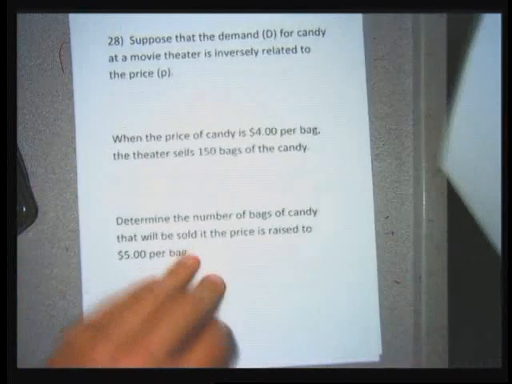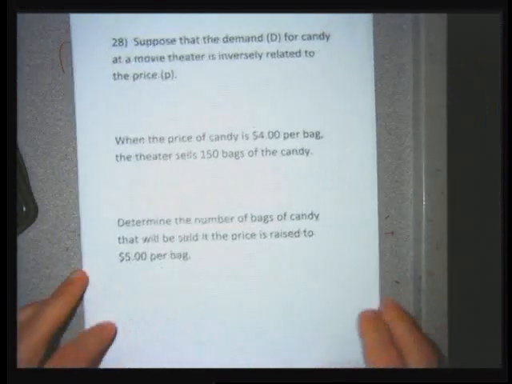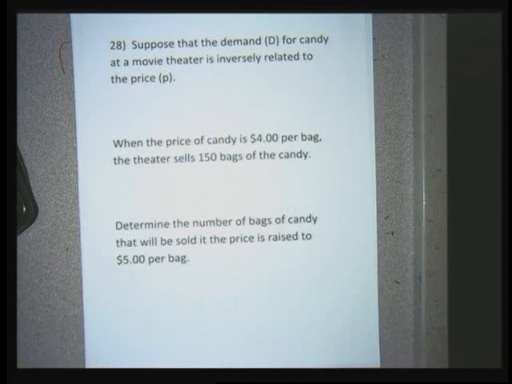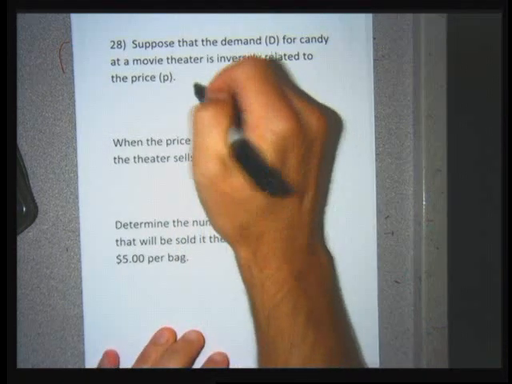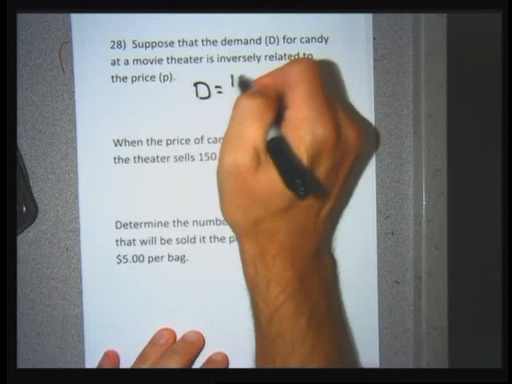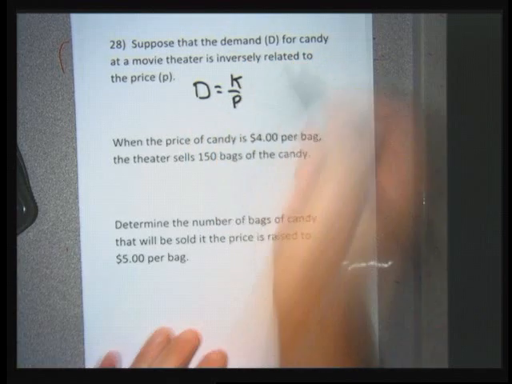So you might be able to do 28 because it's exactly the same problem with different numbers. So take a second and try to do 28, pause the video, and then watch my solution. So the initial equation is going to be exactly the same. The first sentence for problem 28 is exactly that for 27. So my equation is just going to be d equals k over p.